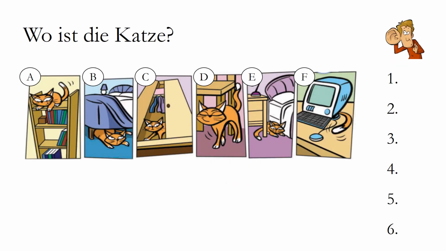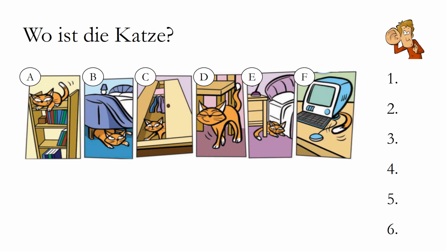We're now going to do a listening task to check that you've understood the idea of prepositions. I'm going to read a description of where the cat is, and there'll be 6 descriptions, and I'd like you to write down the letter of the picture that represents that description.